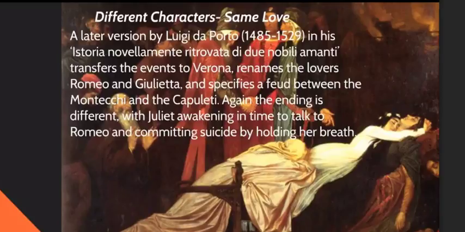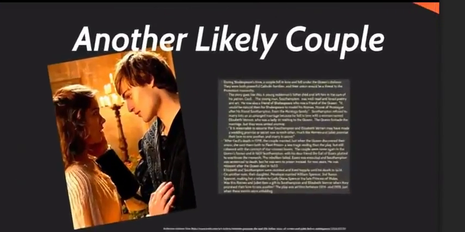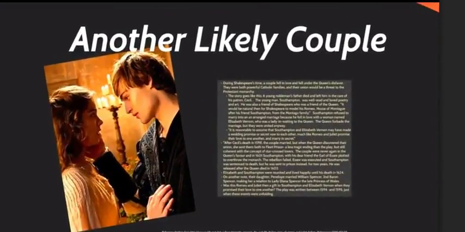A later version by Luigi da Porto transfers the events to Verona, renames the lovers Romeo and Giulietta, getting far closer to Shakespeare's heroic characters, and specifies a feud between the Montecchi and the Capuleti, again very close to the names used in Shakespeare's play. Again, the ending is different, with Juliet awakening in time to talk to Romeo and then committing suicide by holding her breath. There is another likely couple.